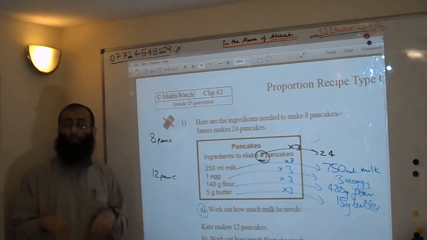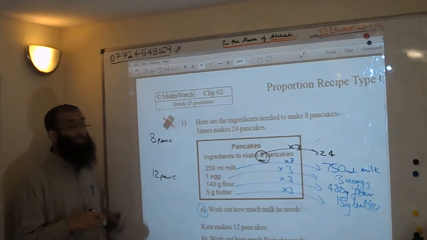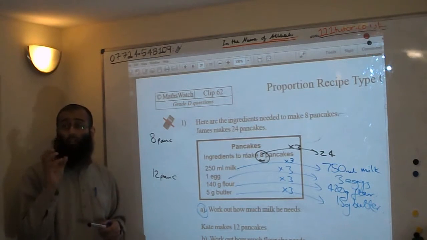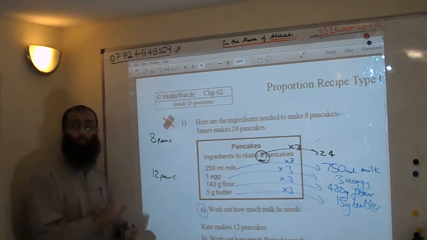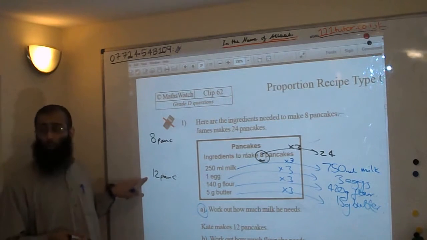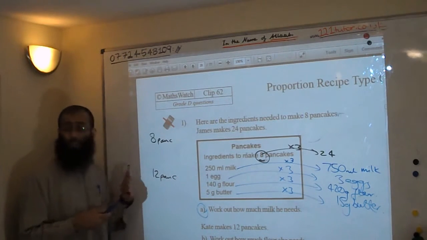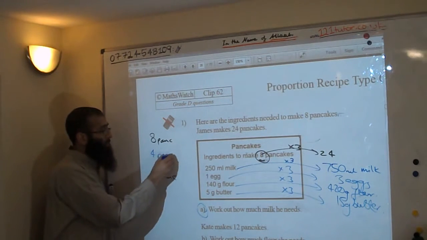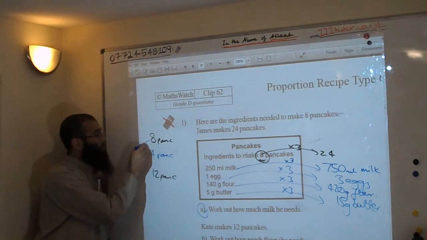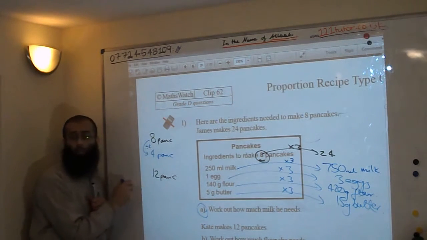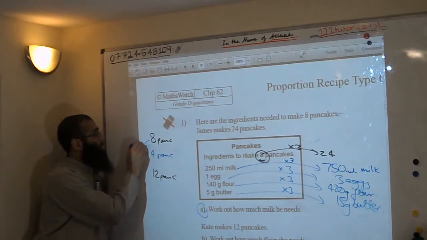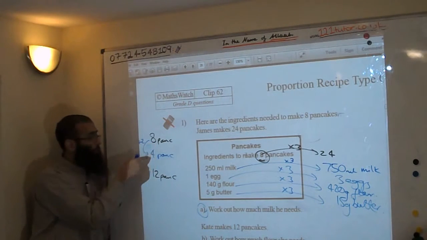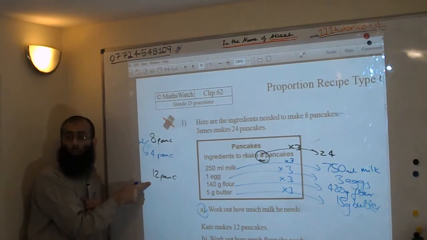If you haven't realized that, or in the examination you're feeling a bit panicked, let me give you a more robust method that will get you the right answer rather than thinking about the decimal multiplier. So now I need to get from 8 to 12. Do we know how to get from 8 to 4? That should be quite simple. We divide by 2. So 8 divided by 2 gives you 4 pancakes. Now if you know what 8 pancakes is and you know what 4 pancakes is, you can just add them and give you 12 pancakes.